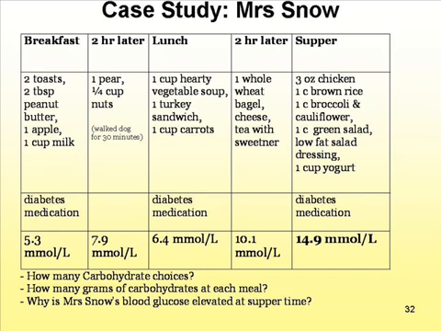The pear is 1 carbohydrate choice. Her nuts, that's the protein. At lunchtime, she decides to have a cup of hearty vegetable soup, and that's 1 carbohydrate choice, which is the same as 15 grams of carbohydrates.